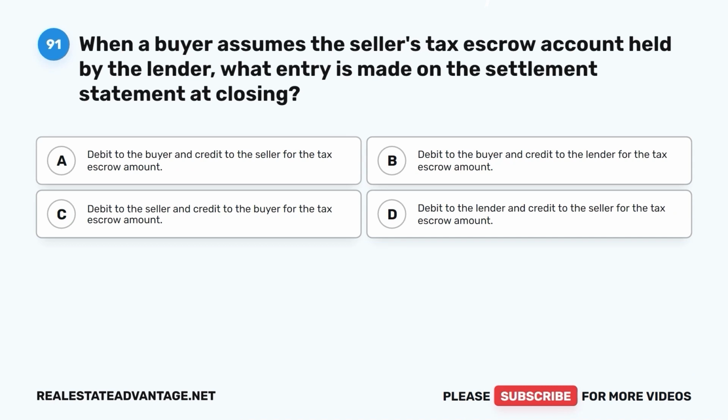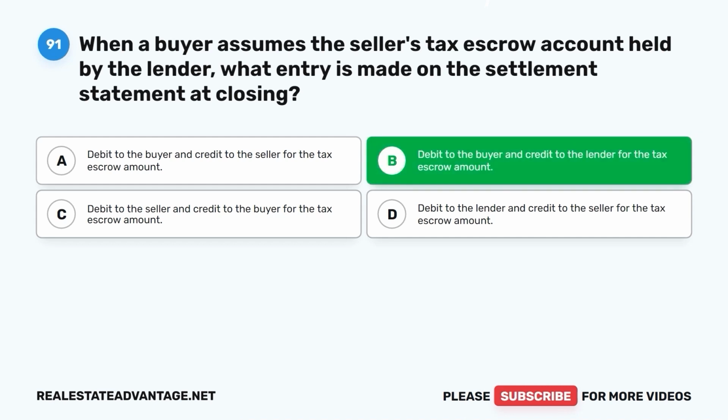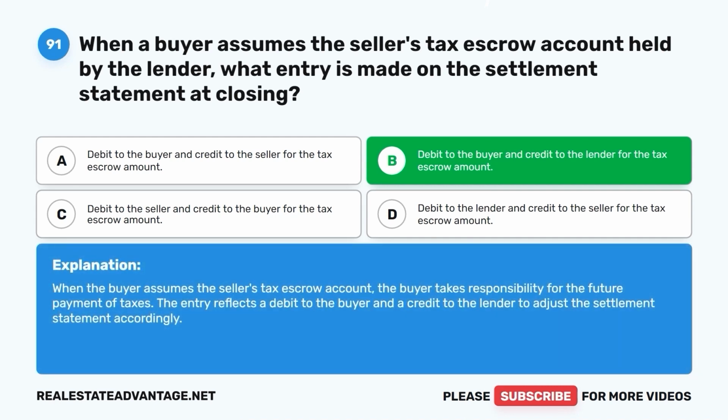Question 91. When a buyer assumes the seller's tax escrow account held by the lender, what entry is made on the settlement statement at closing? A. Debit to the buyer and credit to the seller for the tax escrow amount. B. Debit to the buyer and credit to the lender for the tax escrow amount. C. Debit to the seller and credit to the buyer for the tax escrow amount. D. Debit to the lender and credit to the seller for the tax escrow amount. The correct answer is B. Debit to the buyer and credit to the lender for the tax escrow amount. When the buyer assumes the seller's tax escrow account, the buyer takes responsibility for the future payment of taxes. The entry reflects a debit to the buyer and a credit to the lender to adjust the settlement statement accordingly.